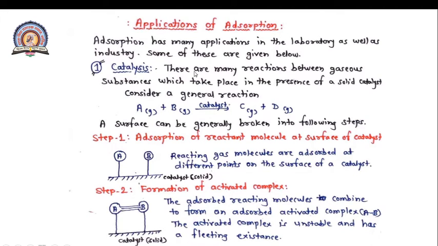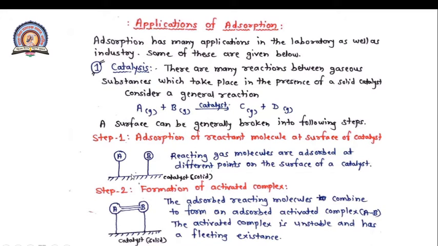First, catalysis. There are many reactions between gaseous substances which take place in the presence of a solid catalyst. Consider the general reaction: reactants A plus B, in the gaseous state, in the presence of the catalyst give products C and D, also in the gaseous state. A surface reaction can generally be broken into the following steps. Step 1, adsorption of reactant molecules at the surface of the catalyst.